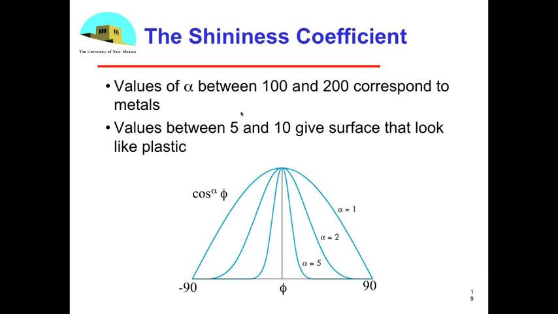If you use this model, values between say 100 and 200 might correspond to very shiny metals, and values between 5 and 10 might give you a surface that has a little bit of a specular highlight, like something made out of plastic. So these are the three components we want to do. We'll see a variant of this which is a little more computationally efficient, the modified Phong or the Blinn-Phong model. But the basic concepts are exactly the same, and we'll derive the equations and start using them in the next couple of lectures.